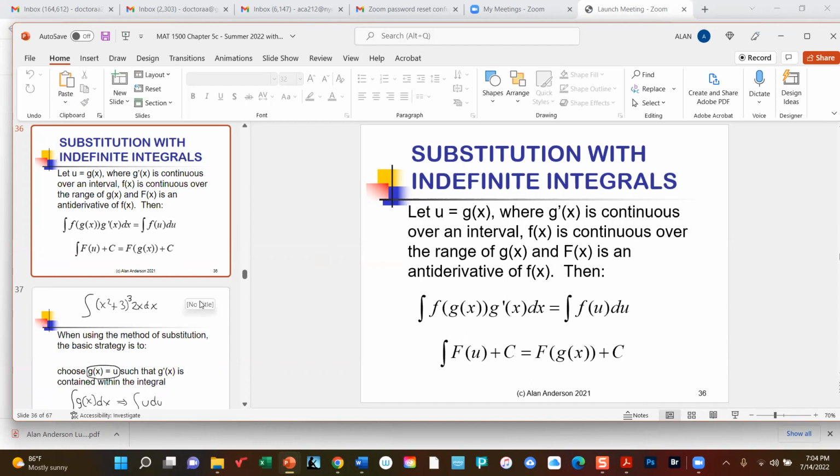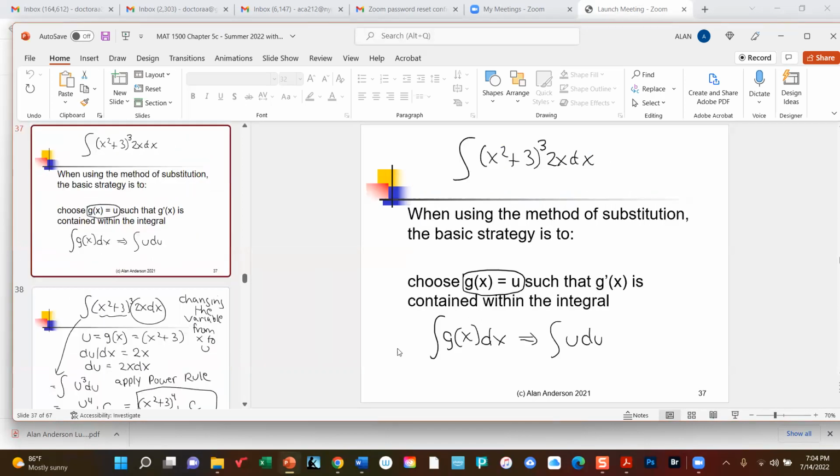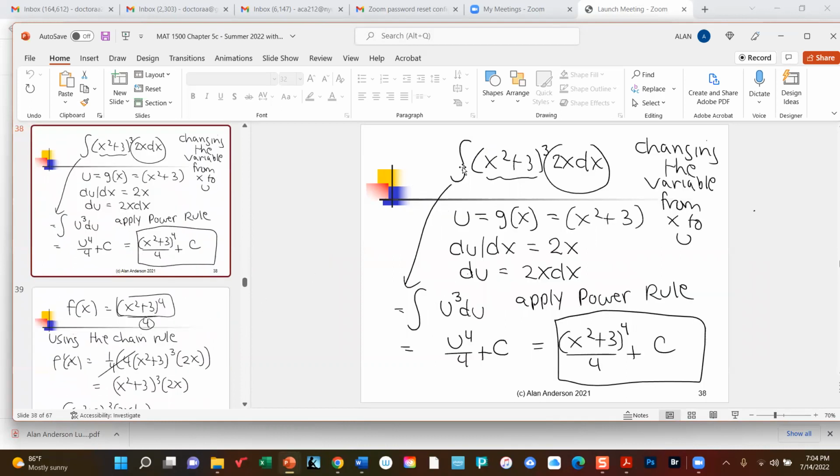So we did start to do a couple of examples here. Let's see, which one did we do? Oh, here we go. So imagine that we started with this. We have the integral of (x squared plus 3) all raised to the 3rd power times 2x dx.